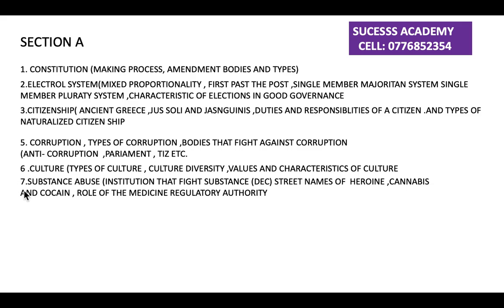So you see all the question papers, we have question 7. So all these items, basically they are part and parcel of the exam. If you want to get a 1 in civic education, you take these into consideration.